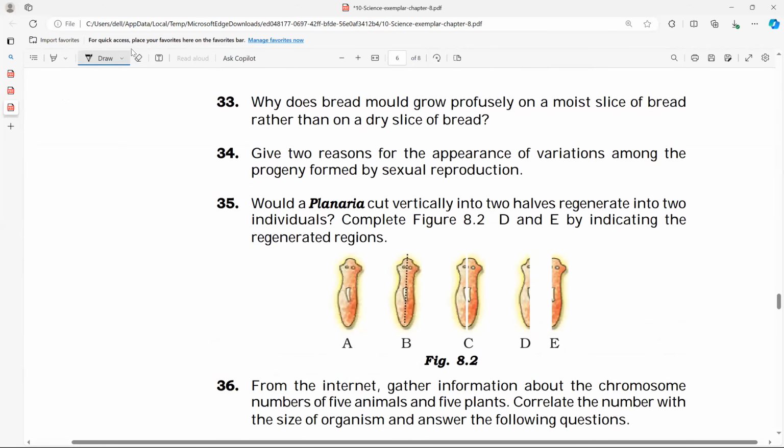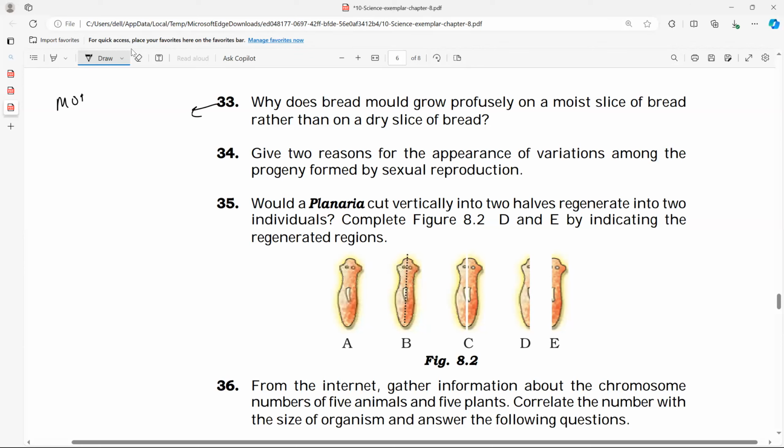Next, question number 33. Why does bread mold grow profusely on a moist slice of bread rather than a dry slice of bread? Because the spores require a moist medium for growth. Yes, it is a favorable condition for them. So the keyword for this one is moisture. Moisture is a favorable condition for spores to grow. We write moisture.